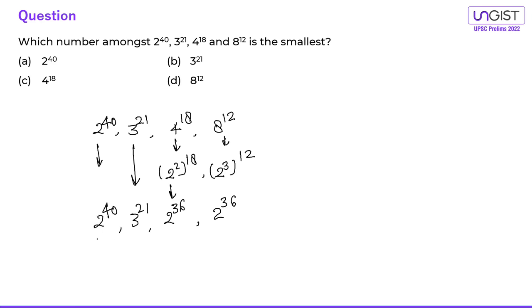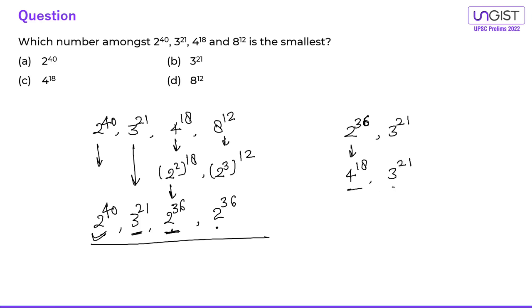All right, so friends, in these numbers, obviously 2 raised to the power 40 is greater than 2 raised to the power 36, and these two numbers are the same. So now we need to check among 2 raised to the power 36 and 3 raised to the power 21. Which of them is smaller? So 2 raised to the power 36 is the same as 4 raised to the power 18, given in the question, and this is 3 raised to the power 21.